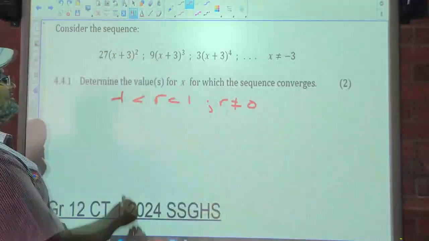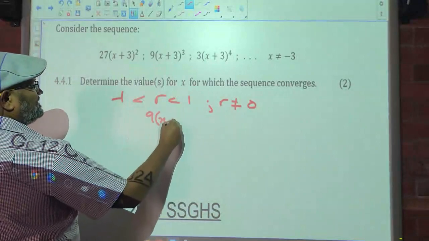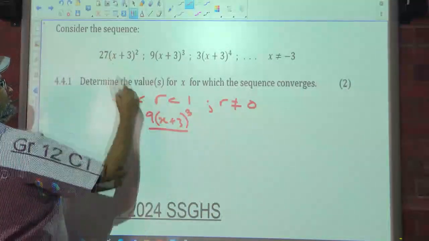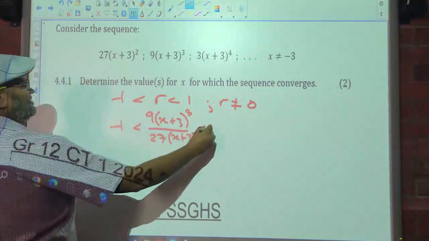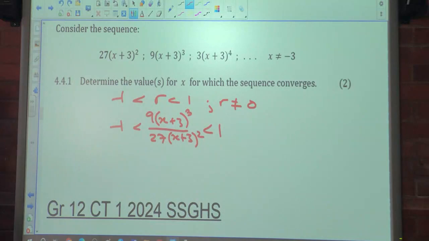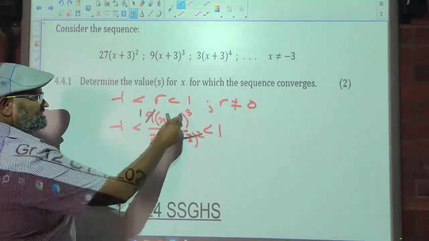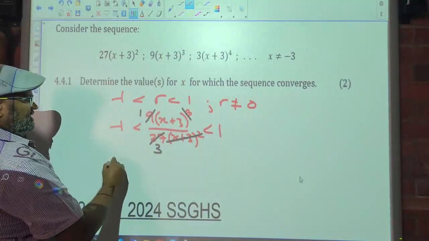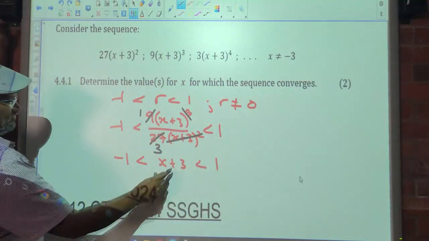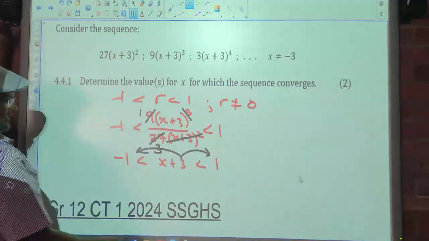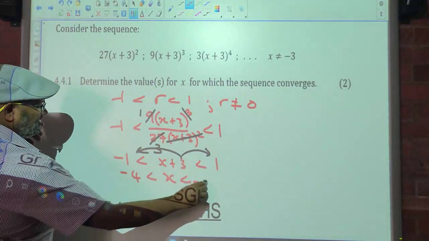So how do you work out r? It's term 2 over term 1. So it's 9 into (x plus 3) cubed over 27 into (x plus 3) squared, greater than negative 1 but less than 1. So what do I do here? Simplify. 9 and 9 once, 27 3 times, that cancels with 2 over 3 on top there. I get negative 1, x plus 3 and 1. Negative 1 minus 3 is negative 4.